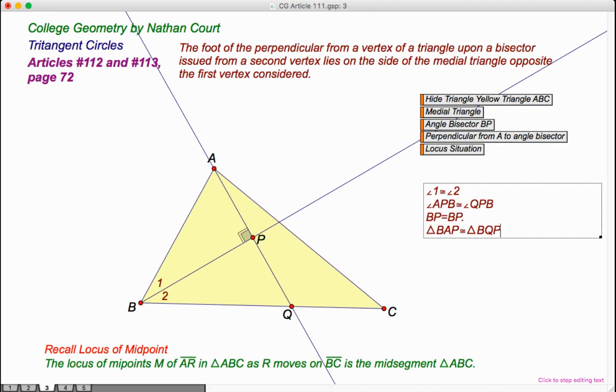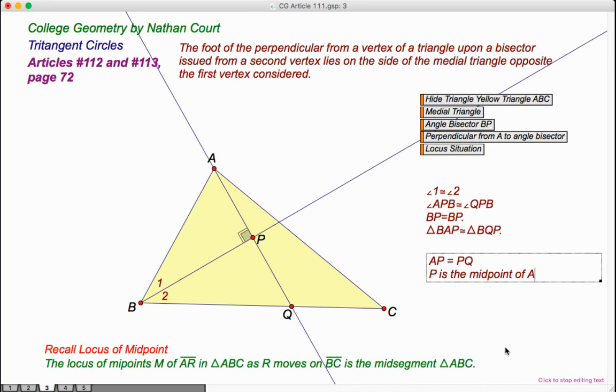If that is the case, then because that is true, we can now say that AP is equal to PQ, or P is the midpoint of segment AQ. Wow, this is a very important result. So, what does it mean by saying that P is the midpoint of segment AQ?